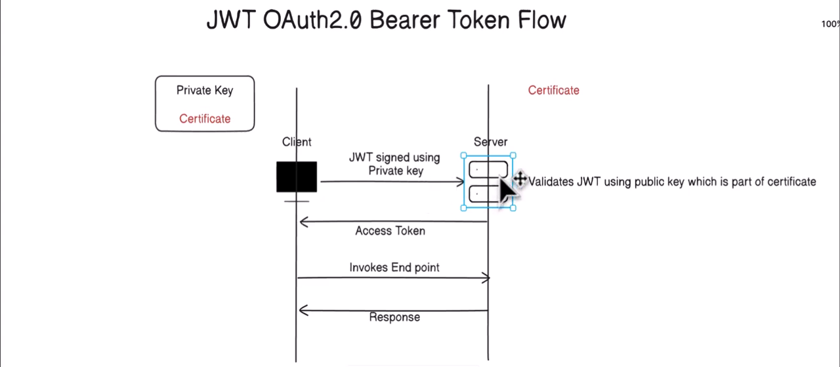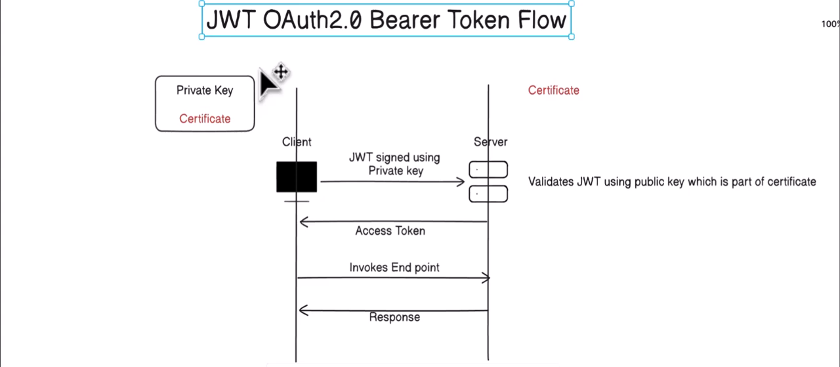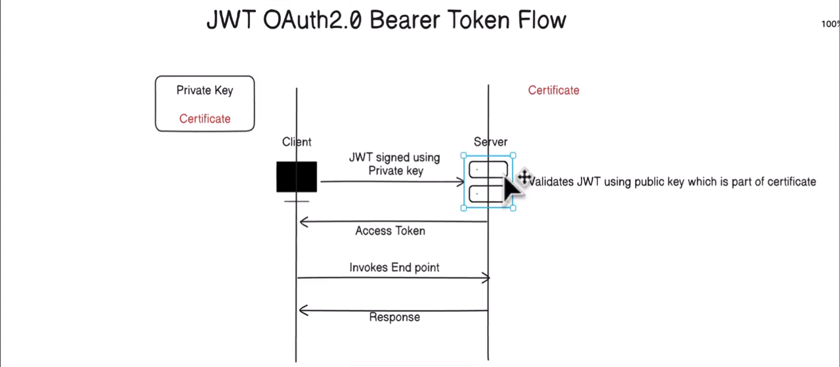So server should know which client is trying to access its resources, whether the client is authenticated or not, or in other words, whether the client is really allowed to access the resources of server or not. So JWT is a flow wherein signed JWT is used for authentication purpose, and server validates that signed JWT, and if it's valid, then it returns an access token.